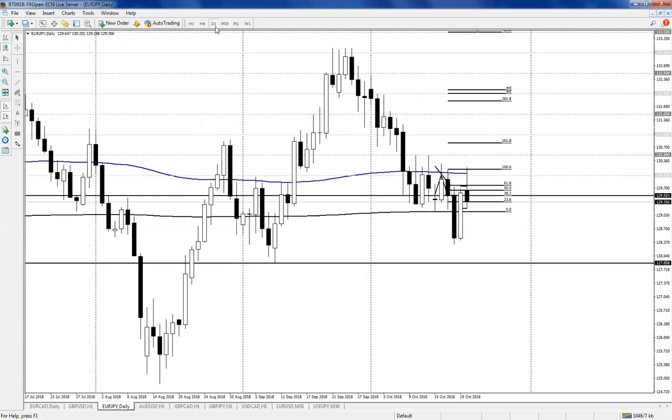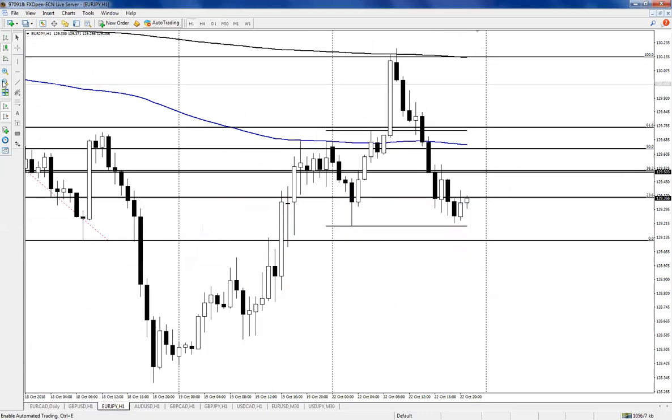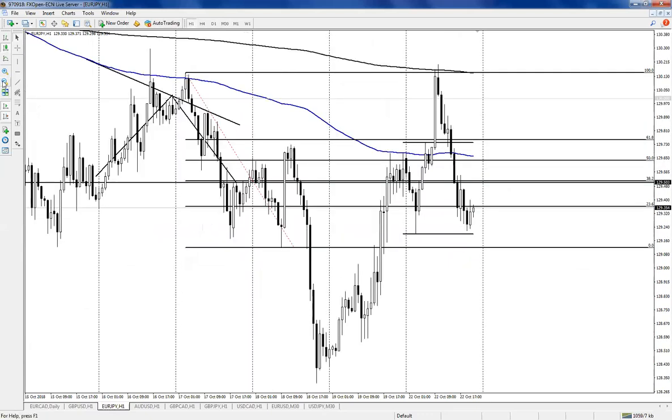You can see the EMAs are above the actual market price on the 4-hour and the 1-hour, as well as in the daily chart. So I'd love to see the market come back in.